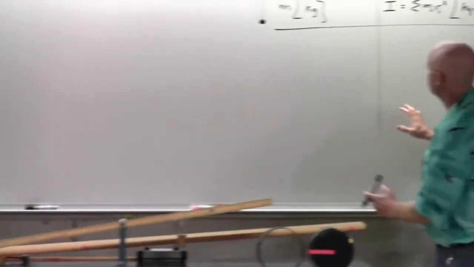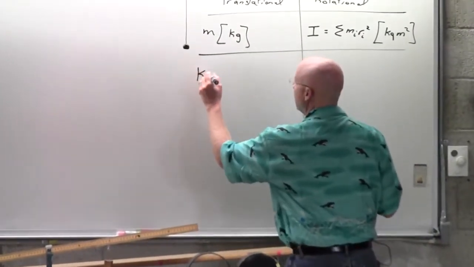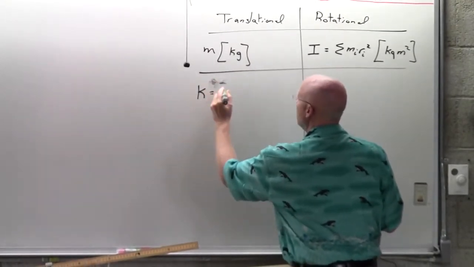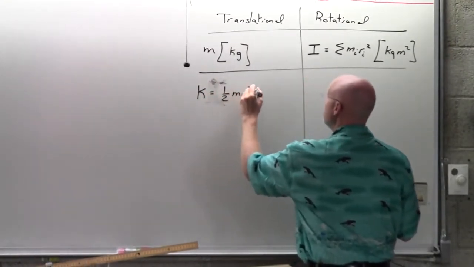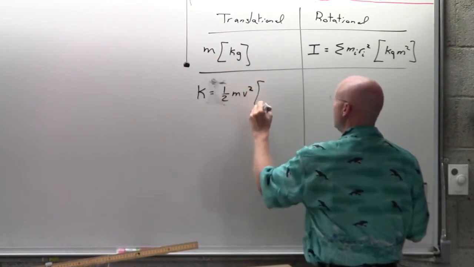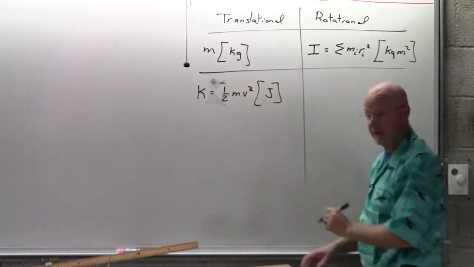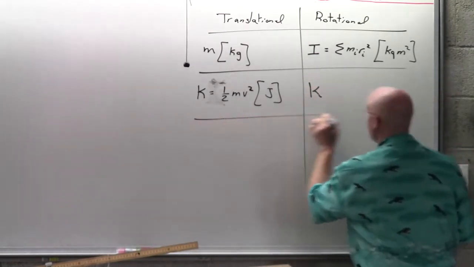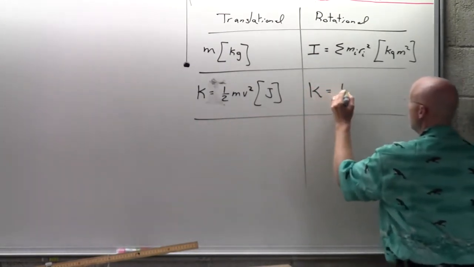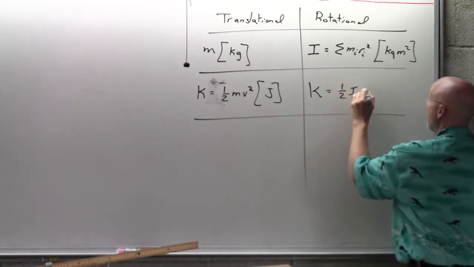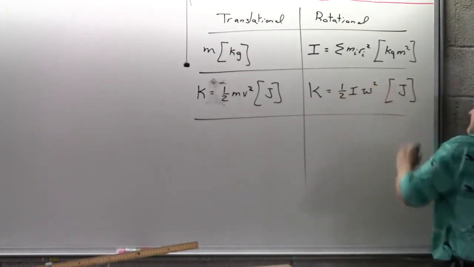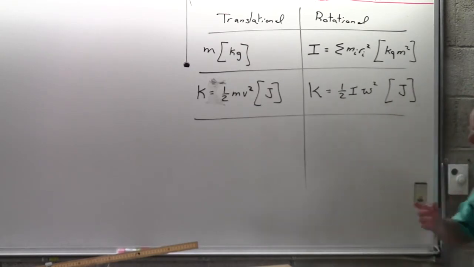This was the illustration of kinetic energy. When we did translational motion, we had this 1/2 mv squared. Now, dealing with rotational motion, we have a 1/2 I omega squared. And as we showed last time, it would still be in measures of joules.